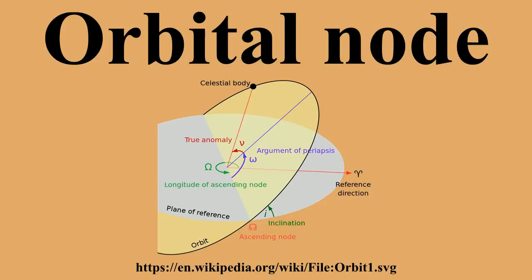An orbital node is one of the 2 points where an orbit crosses a plane of reference to which it is inclined. An orbit that is contained in the plane of reference has no nodes.